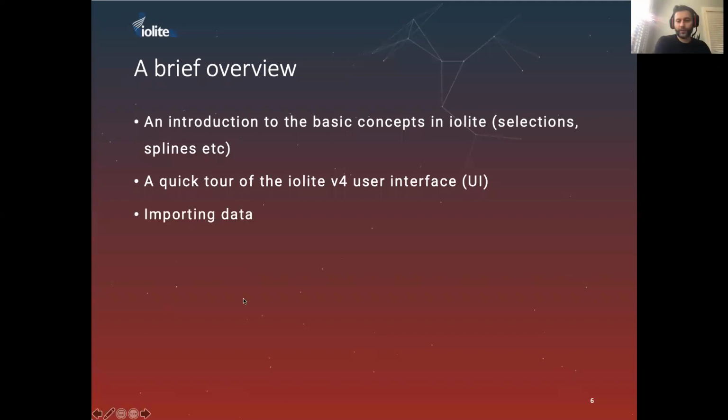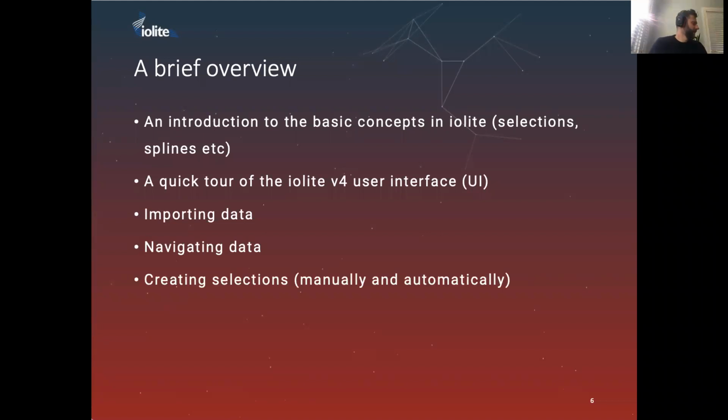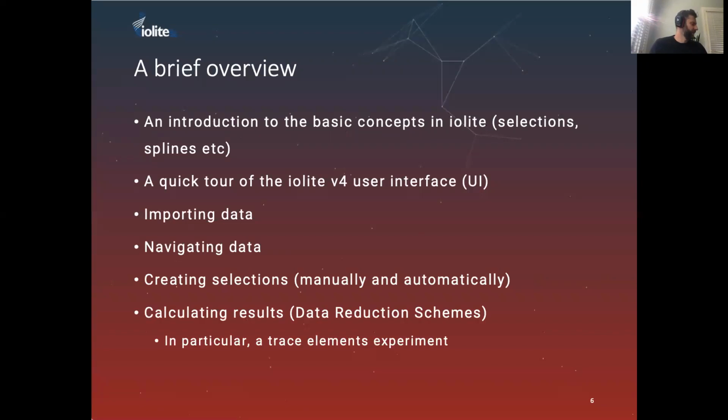We'll be looking at importing data, so actually getting your data into iolite, which is the important part. Then we'll be looking at how you can actually navigate around those data and inspect them, and how to create selections. So there's lots of ways of creating selections in iolite, but we'll be covering the most fundamental ways. And then we'll be looking at calculating results, so using a data reduction scheme. And this is how you go from your input data to your final results.